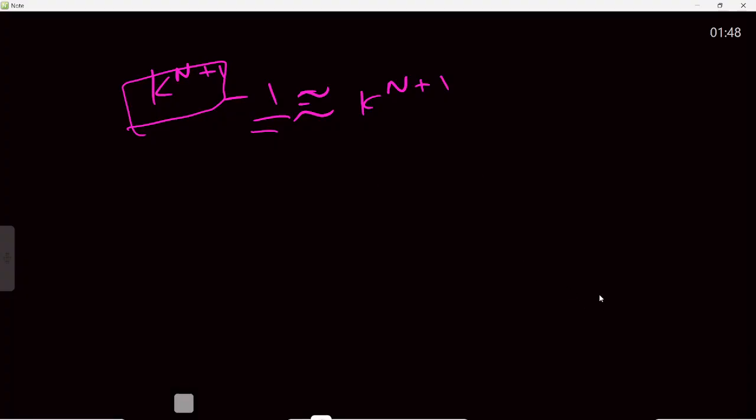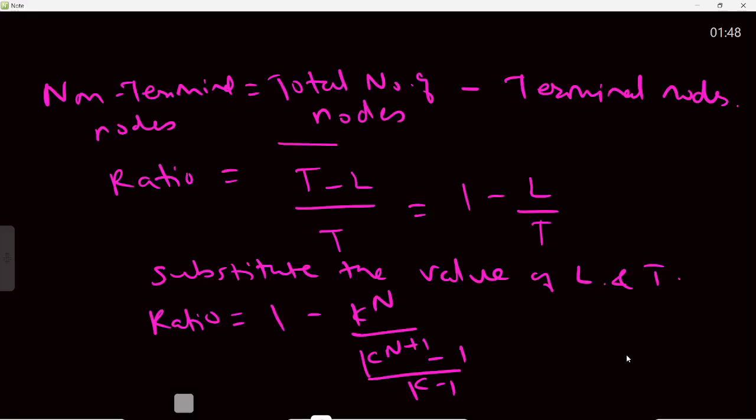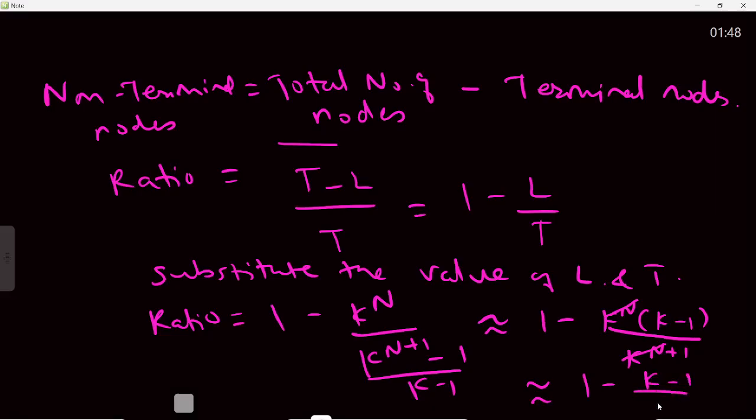Now, what we will be doing here is, equivalently, 1 minus k raised to power n. This k minus 1 will come upside, and this will become k raised to power n plus 1. Now, this k raised to power n and that k raised to power n will cancel. Now, what will be here? k minus 1 upon 1.